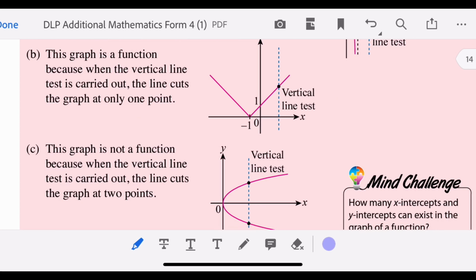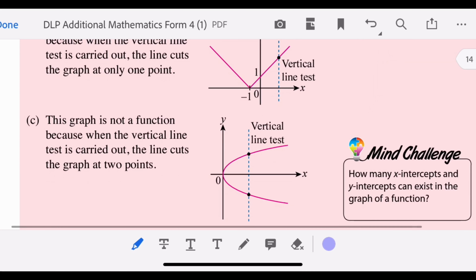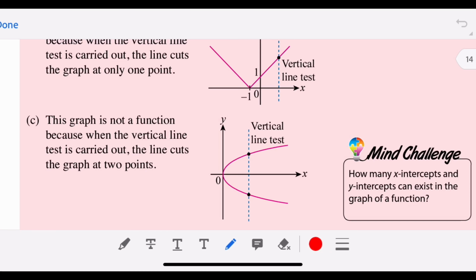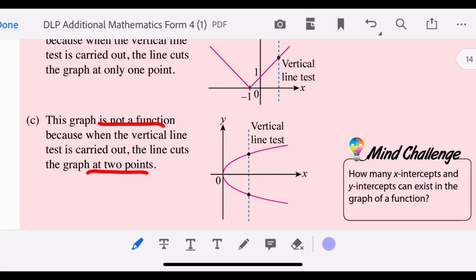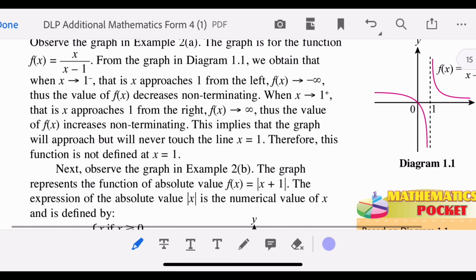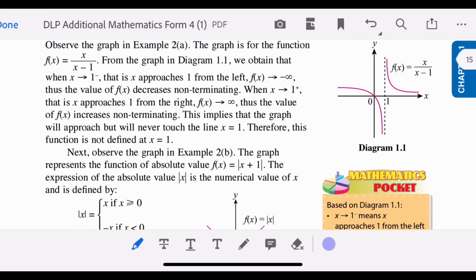For B, the graph is a function because, again, the vertical line cuts the graph at only one point. The graph for C is not a function because when the vertical line test is carried out, the line cuts the graph at 2 points. Okay, let's see the mind challenge. How many x-intercepts? You can read through it later.